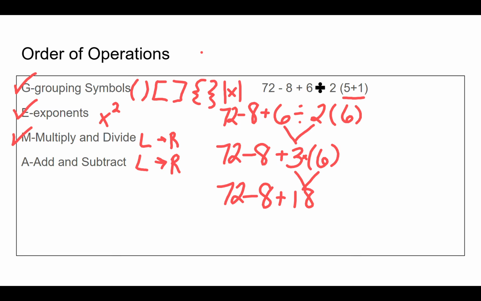So we have solved all of the multiplication and division. Now we're looking at addition and subtraction from left to right. All right, we have 72 minus 8, and that is equal to 64, plus 18, and what does that equal?